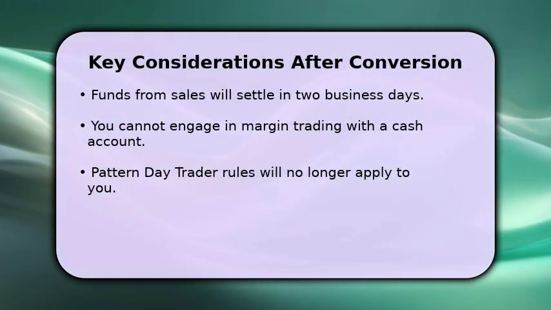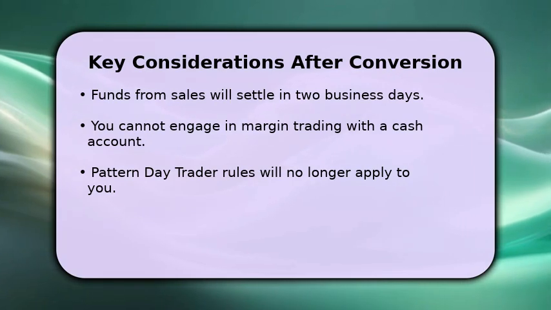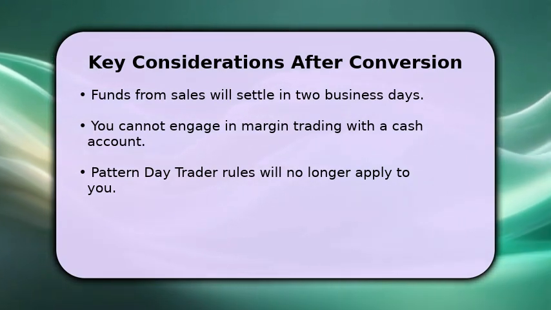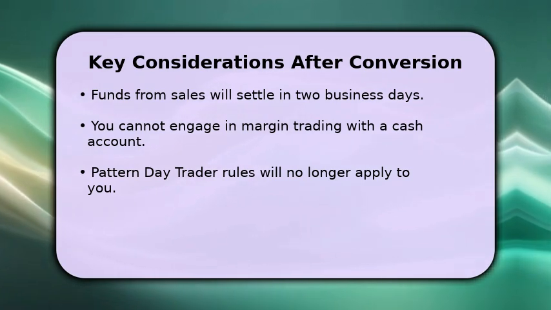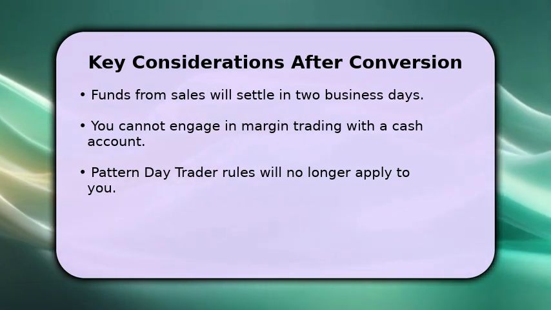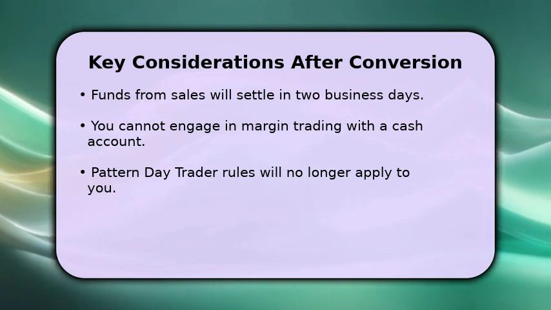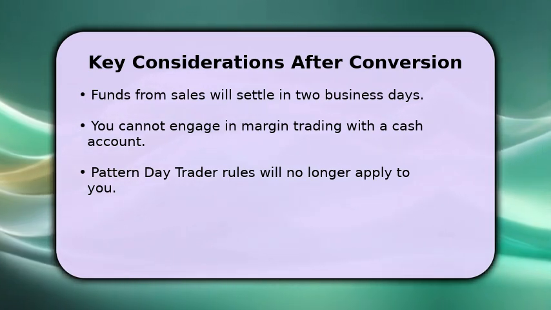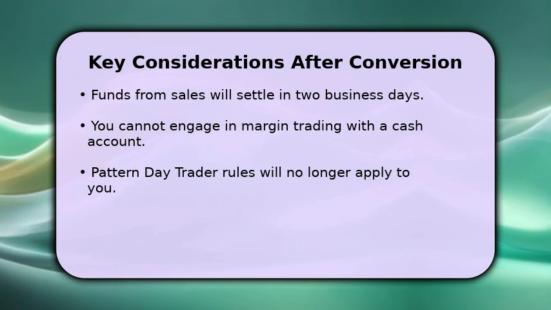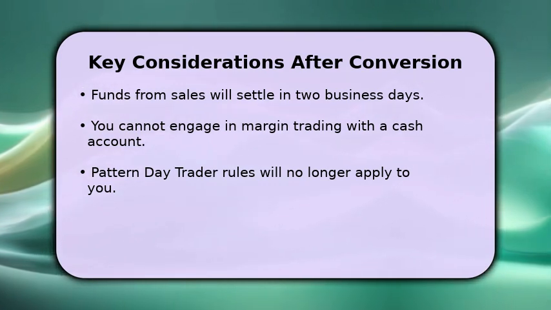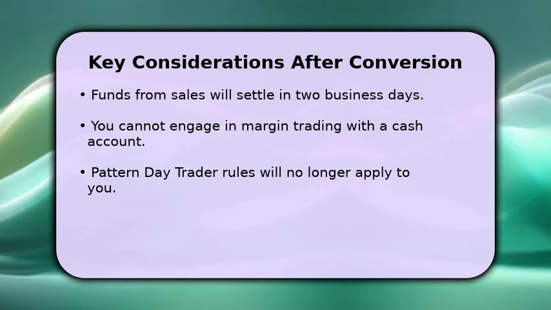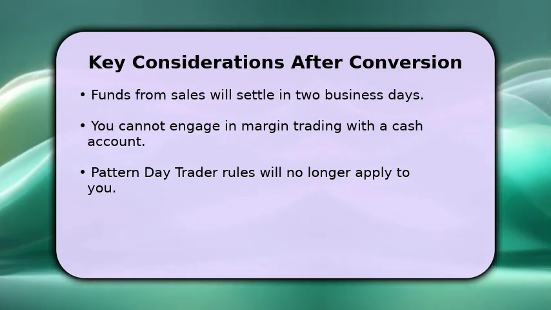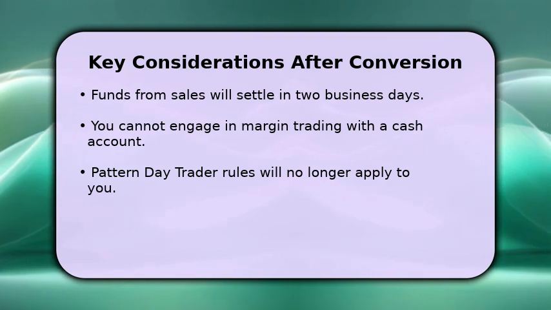After converting to a cash account, remember that funds from stock sales will take 2 business days to settle before you can reinvest them. This means you'll need to plan your trades more carefully to avoid good faith violations. You will also no longer have access to margin trading, which is a feature of Robinhood Gold. However, the good news is that the pattern day trader rule will no longer apply to your account, offering more freedom for frequent trading without restrictions.